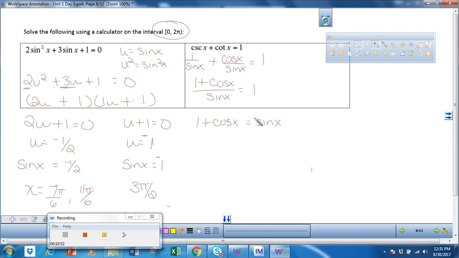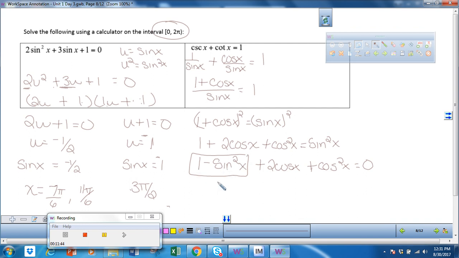That's still not helping me any. So as long as, because this is an equation, what I do to one side, I can do to the other side. So I'm going to square both sides. So that gives me 1 plus 2 cosine x plus cosine squared x is equal to sine squared x. I can rewrite this as 1 minus sine squared x, moving the sine squared x to the other side. Okay? So that helps me because now I know that 1 minus sine squared x is what? Cosine squared x. So that's cosine squared x plus cosine squared x. So that together gives me 2 cosine squared x plus 2 cosine x equals 0.